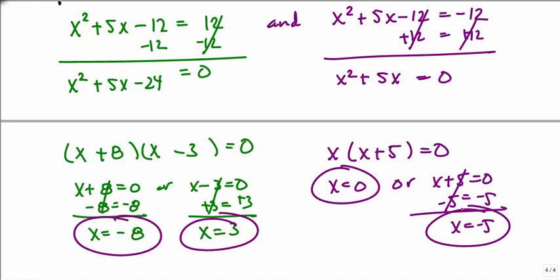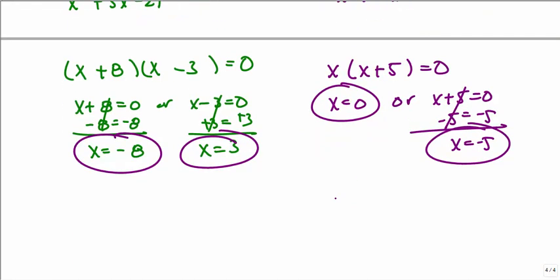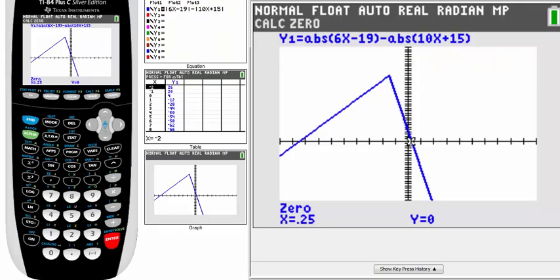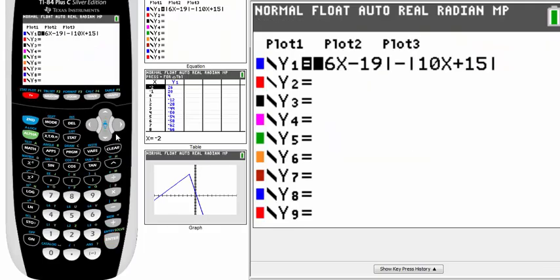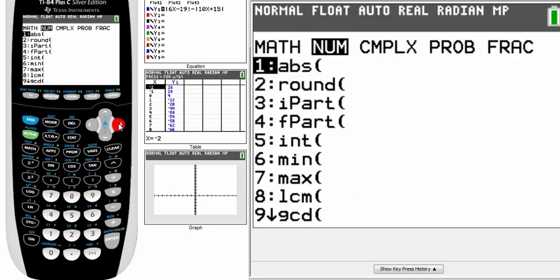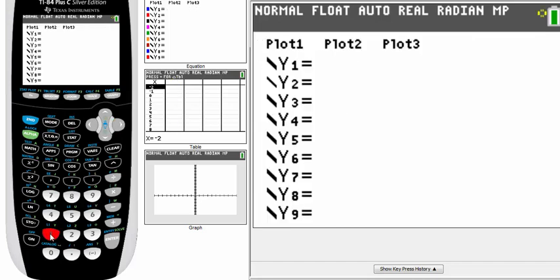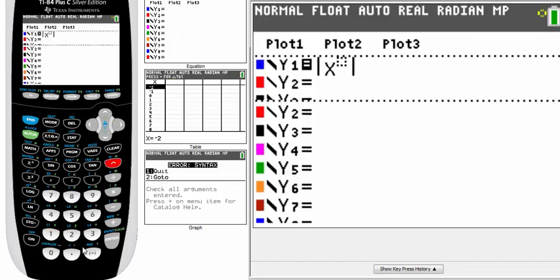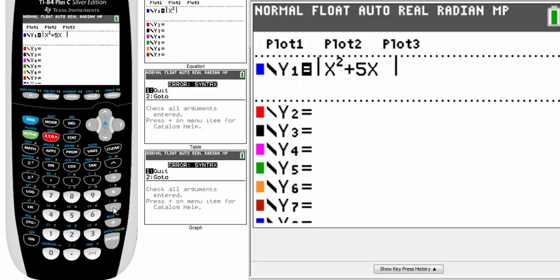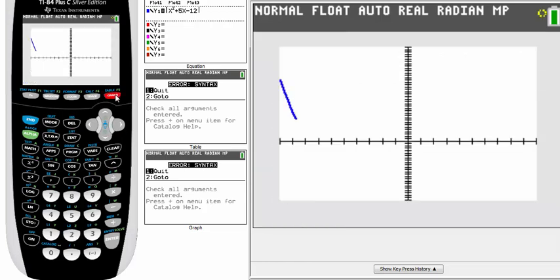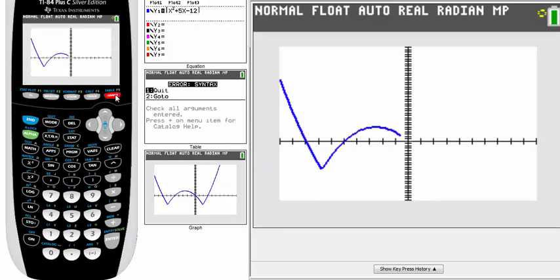Now we can plug all of these back into the original to double check them. I'm going to go ahead and graph this to double check my answers. So under y equals, we go ahead and clear out what we have. Absolute value is under math, arrow over to the number menu. Absolute value is the first option. And this was x squared plus 5x minus 12. That's what's in parentheses. Now I need to remember to subtract over that 12. Now this should cross 4 times. There's 1, 2, 3, 4.